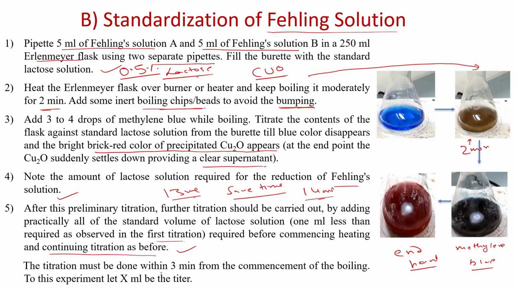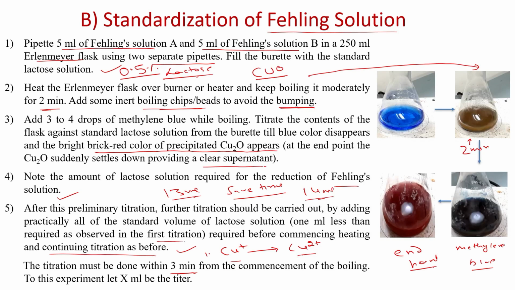Okay, the titration must be done in 3 minutes. Now this is important: after boiling for 2 minutes, you have to do the titration within 3 minutes. Why? Because the cuprous oxide that has been formed can be reconverted to cupric oxide, which we don't want. From the oxygen, the redox potential will change, and then cuprous oxide will get converted to cupric oxide.